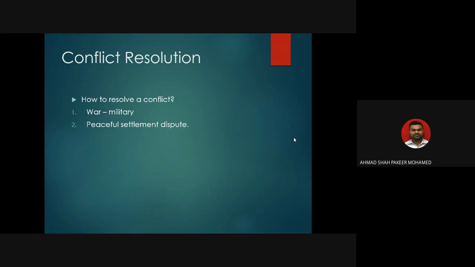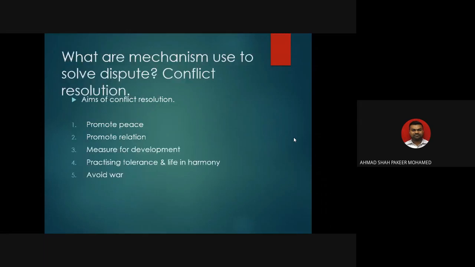Okay, in international relations, they have two types. The first is war, using the military, and the second is peaceful settlement of disputes, for example, a treaty or the ICJ, the International Court of Justice. So this is what we call peaceful consensus. What are the mechanisms to solve disputes in conflict resolution? For example, the aims of conflict resolution: promote peace. Every state promotes peace. Internationally, we have the UN, ASEAN, and the ARF that promote peace and want to reduce tension between states. The second is to promote relationships.